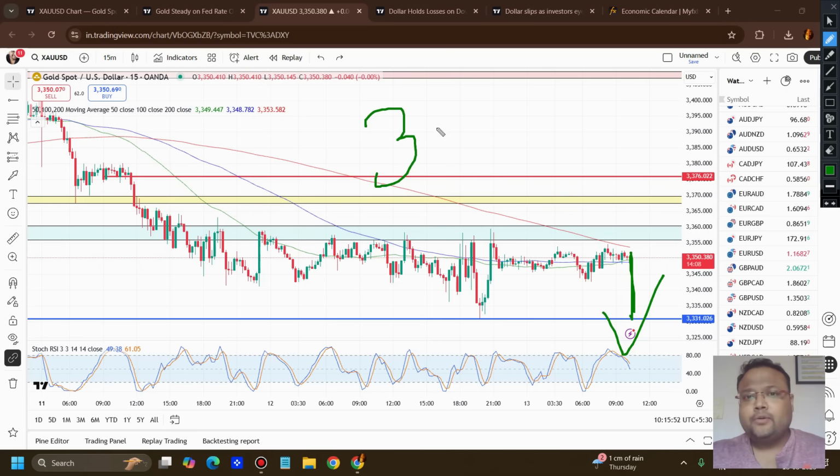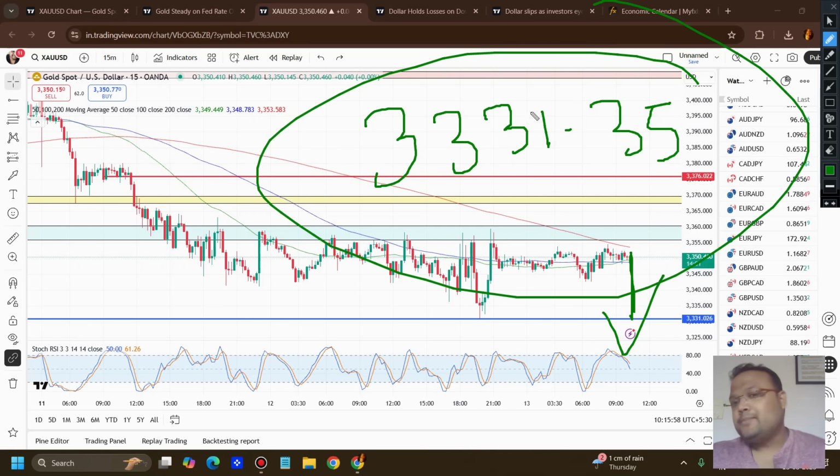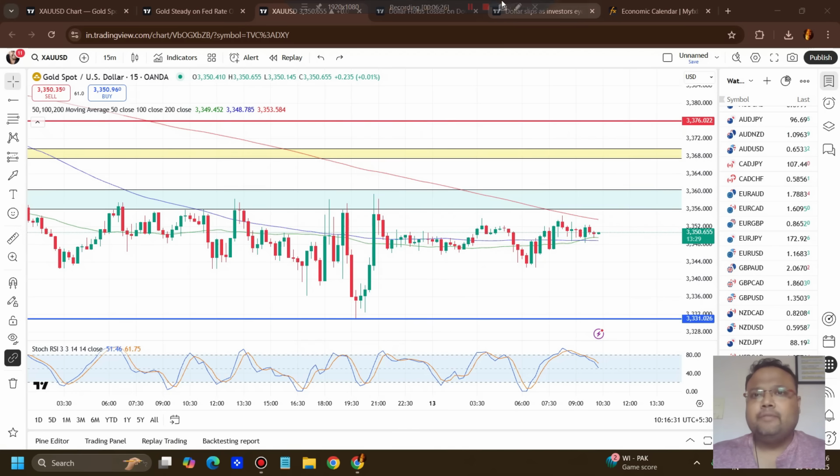So in that scenario, we can look for a buy position around this particular support, 3331, 3335. If there is not much volume in the market, then obviously the market won't be able to break it. So if you see the market taking support during the Asian session or European session, you can look for a buy as well. The US session may bring some heavy selling pressure.